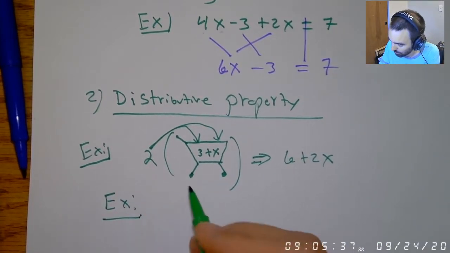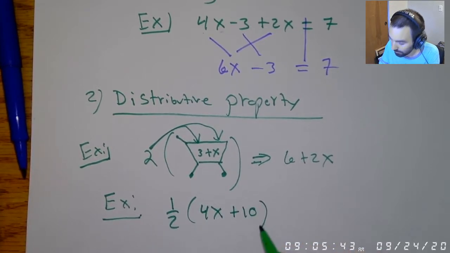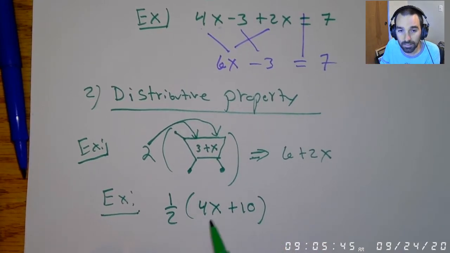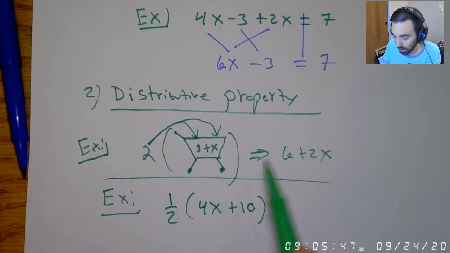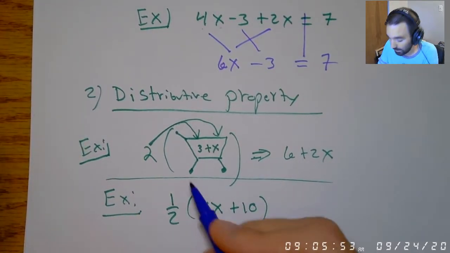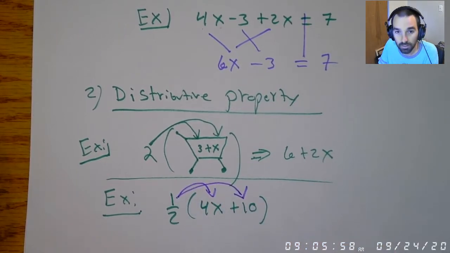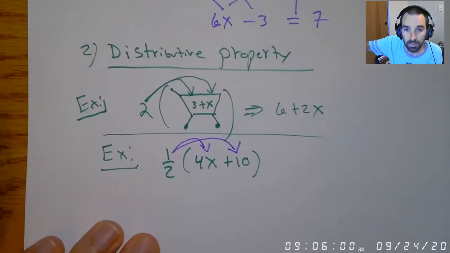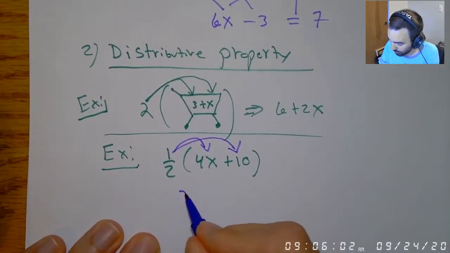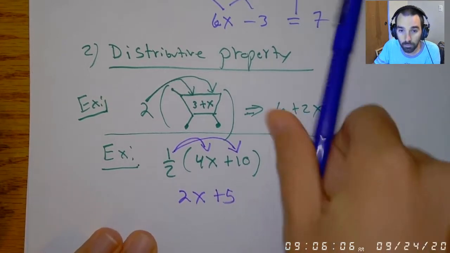Here's another example. Let's say I have 1/2 times 4x plus 10. Again, this example doesn't have the cool cart, but I can distribute here. 1/2 of 4 is 2, and 1/2 of 10 is 5.